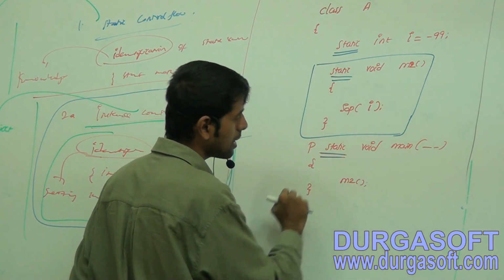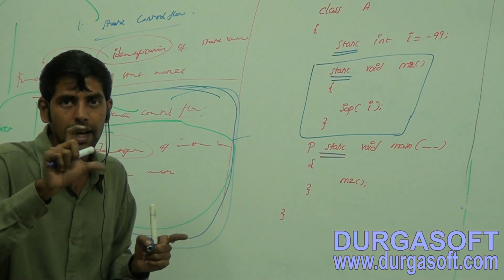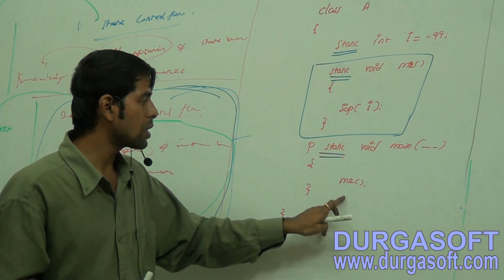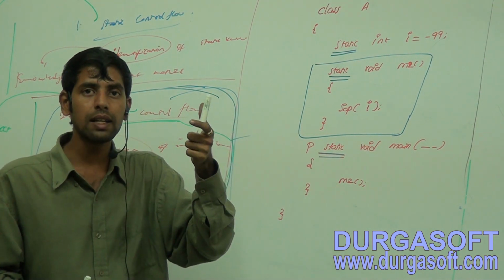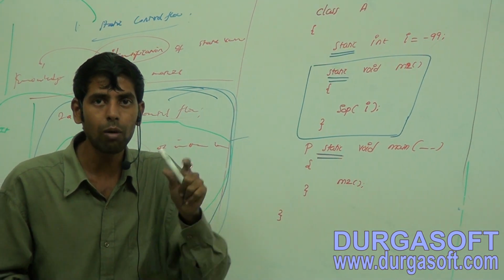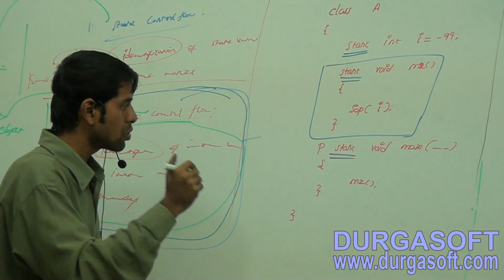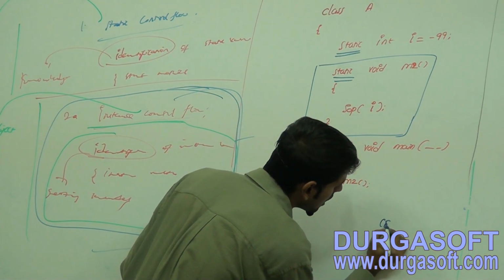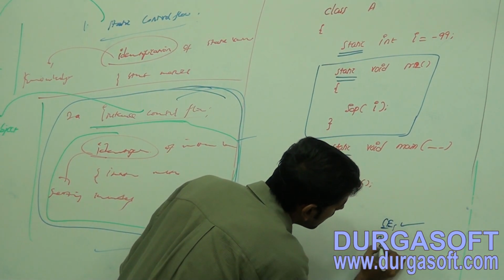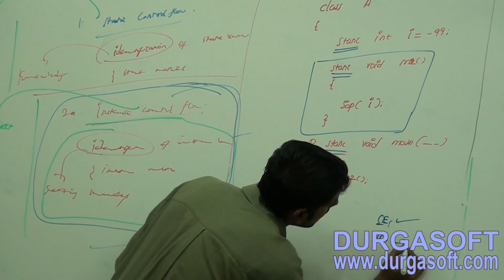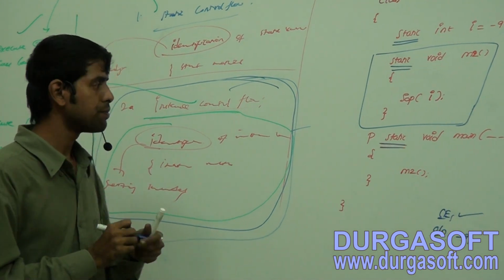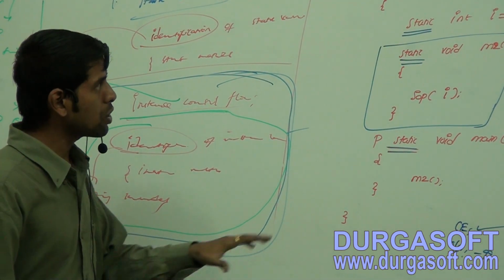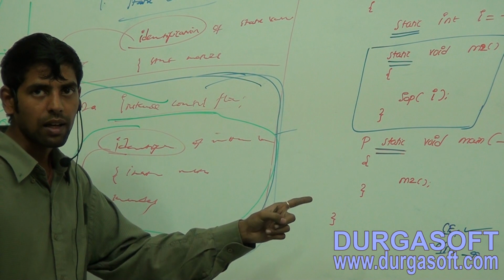Within the main method, which is static, I am calling it directly without any reference variable or any object reference. So if I compile this piece of code, no error, and what will be the output? -9. Why? Okay, observe this one. What is the reason for this one?